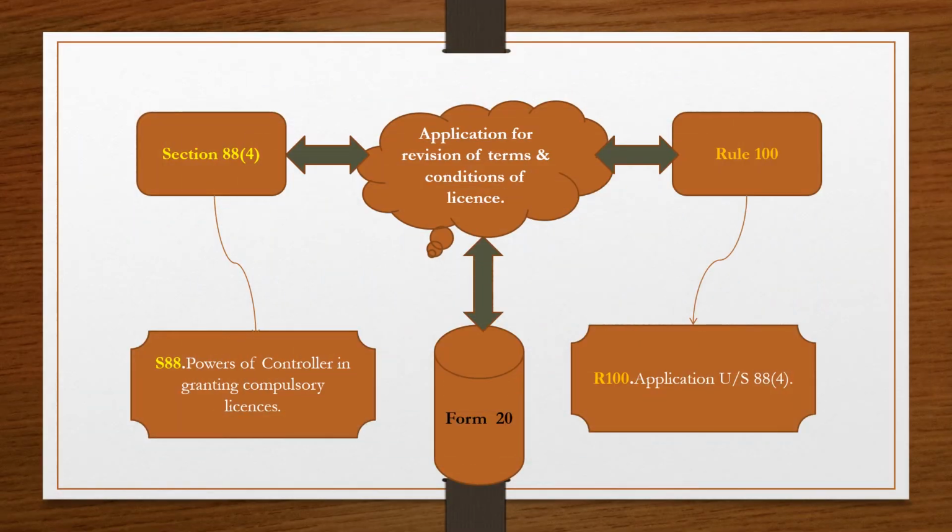Now is the turn for form number 20. Okay. So form number 20 is application for revision of terms and conditions of license. The related section is section number 88 and the related rule is rule number 100. Section 88 is about powers of controller in granting compulsory licenses. And rule number 100 is application under section 88 subsection 4.